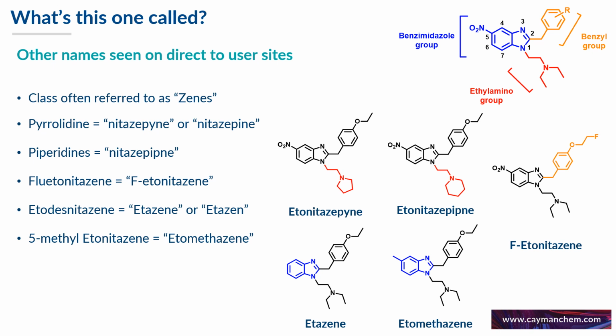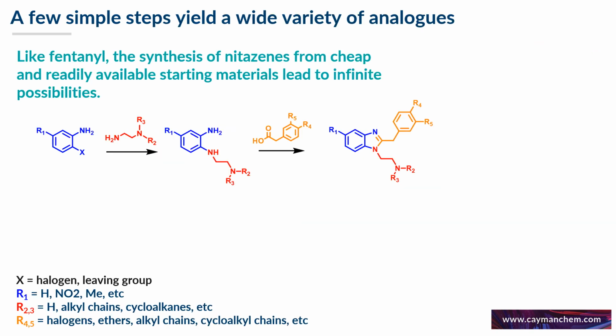Now, the scaffold of these opioids is relatively simple and they're easy to manipulate. Like fentanyl, a wide variety of analogs is possible, making them attractive to the clandestine chemist. There are 2 direct pathways to synthesize these compounds from cheap, commercially available starting materials. The first path involves the coupling of an aniline with an ethylene diamine to form this dianilino intermediate, and that is followed by a coupling with a benzylic carboxylic acid, followed by cyclization to form the final product.